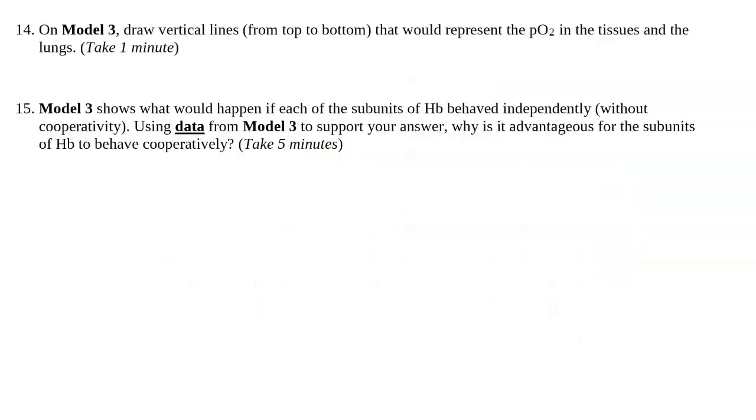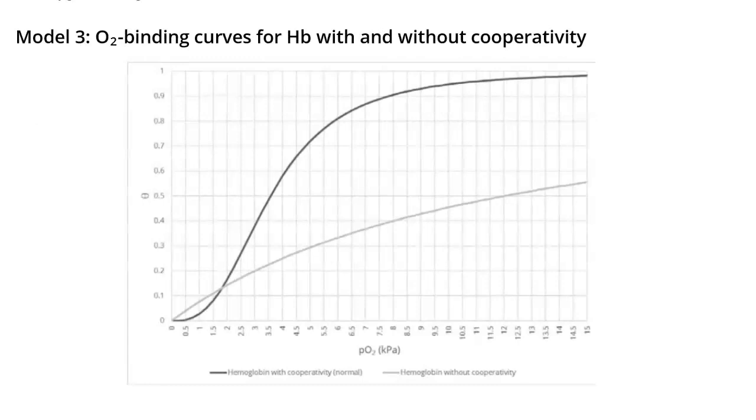All right. On Model 3, draw vertical lines that would represent the partial pressure of oxygen in the tissues and in the lungs. So on your paper, do that now. Use the same values that we used before. Pause the video and write your answers. All right, it didn't say to do dashed lines, but I couldn't help myself. And the values we used before were 13. I think I said something else a while ago, but 13 and 2.75. So I've drawn those on.